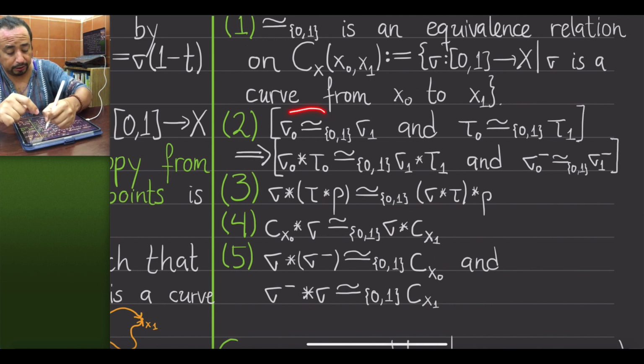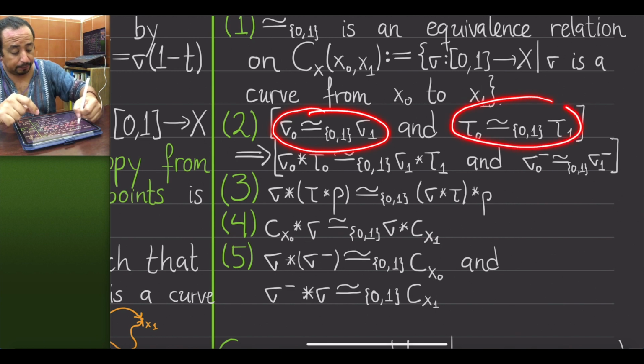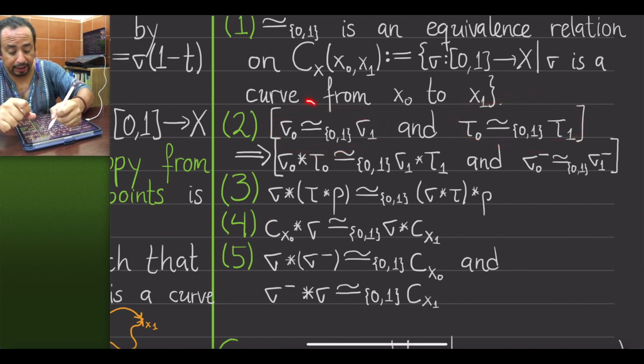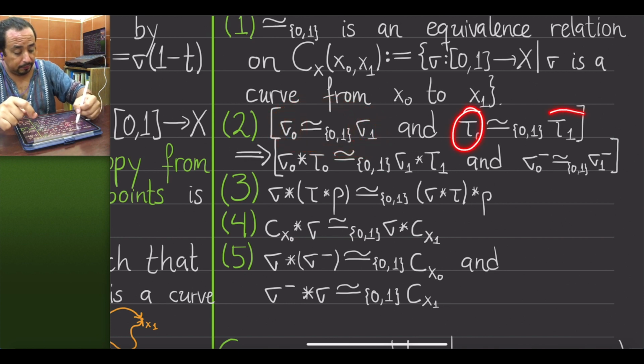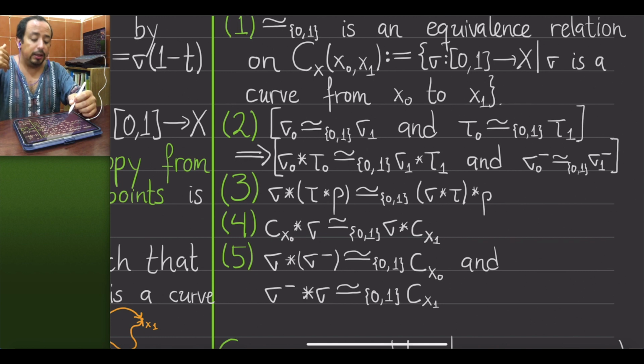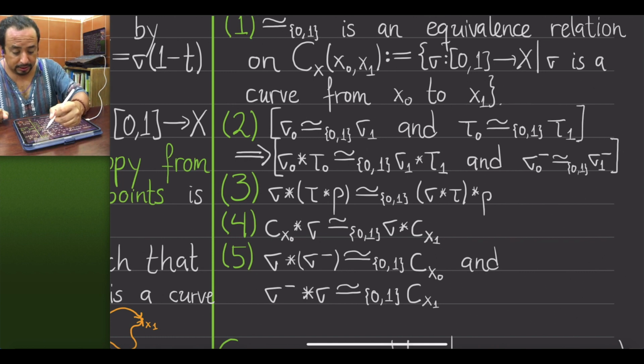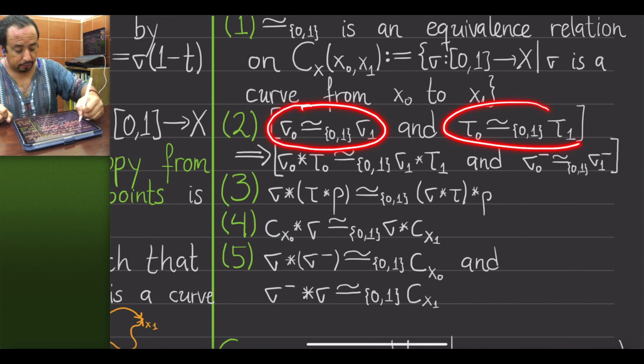Second, homotopy relative to endpoints is compatible with concatenation. That is, if I have two curves that are homotopic relative to endpoints, so in particular going from the same starting point to the same ending point, and the same thing here, then one can concatenate sigma naught with tau naught, and hence also with tau 1, and sigma 1 with tau 1, and hence also with tau naught.